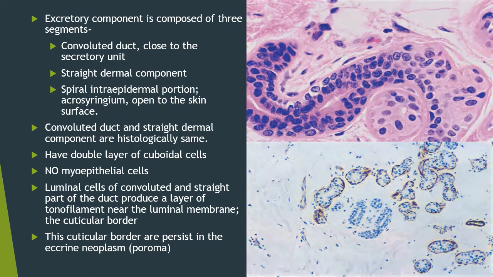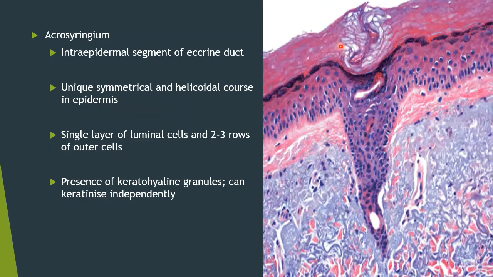The acrosyringium, which is the intraepidermal component of the eccrine gland's excretory duct, is really a helicoidal pore, a helicoidal structure having the excretory duct with a single layer of luminal cells and 2 to 3 layers of outer cells. And this acrosyringium also contains keratohyaline granules, which means they can secrete keratin independently.